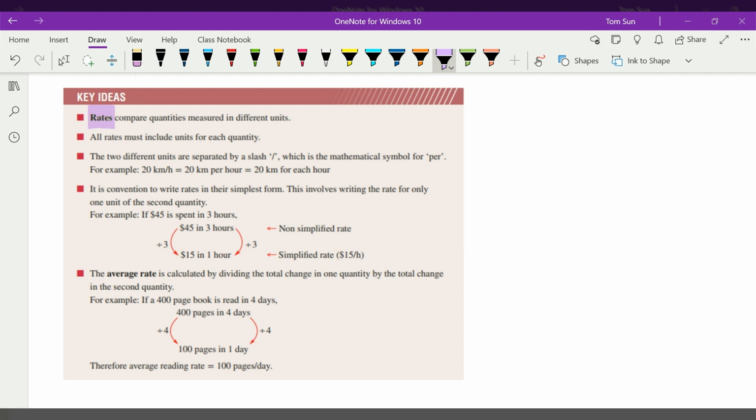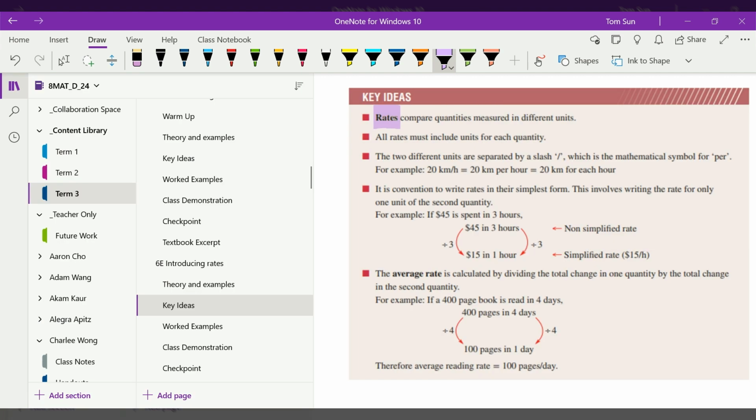We also talked about examples with units we don't expect, such as teachers per student or books per day. There are a lot of variations, because it could be any two different quantities, as long as they work together and we can compare them. Today we're going to look at a specific example of a rate: speed.